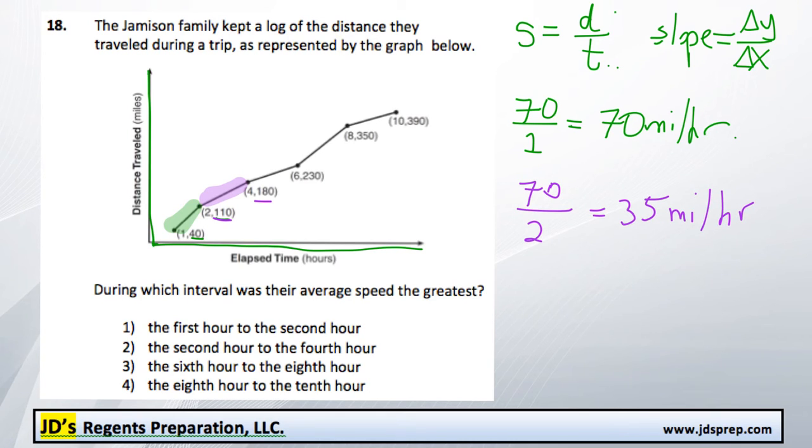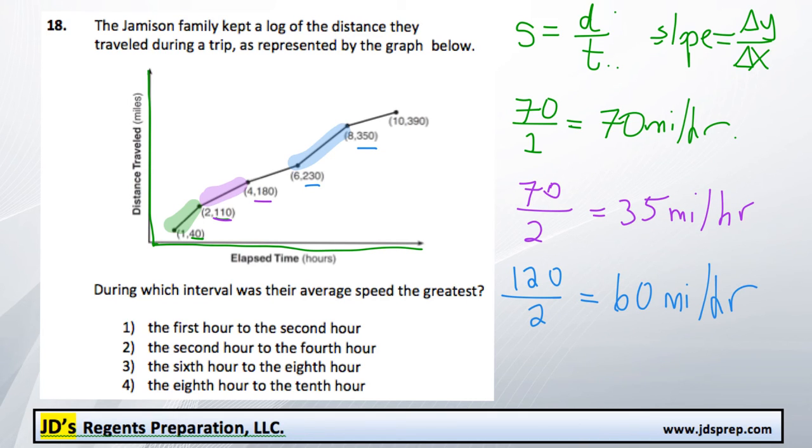All right, next one. The sixth hour to the eighth hour, that's going to be from here to here. And the distance they traveled is the difference from 230 to 350. That's a total of 120 miles driven over 2 hours. That would end up being an average speed of 60 miles per hour.